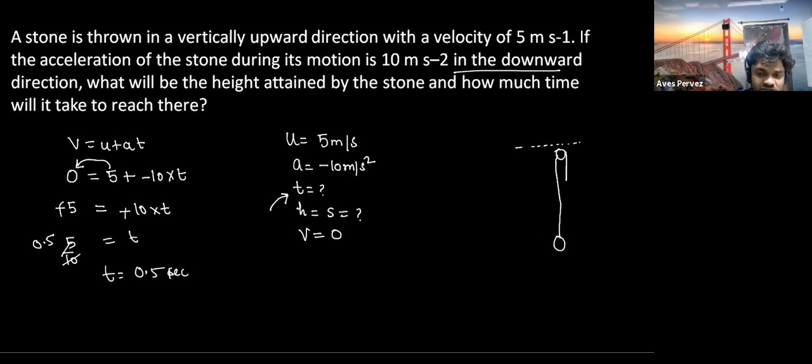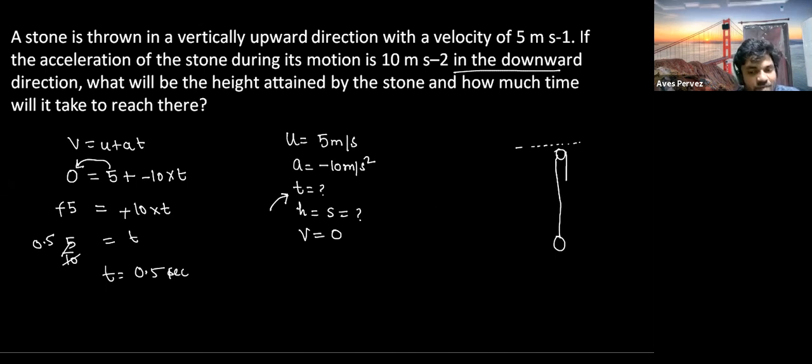So the object will reach its highest point in just 0.5 seconds. If you throw an object upward, its velocity will become 0 in just 0.5 seconds. So this is the time period. Now you need to calculate S, the maximum height it will reach. Calculate it.